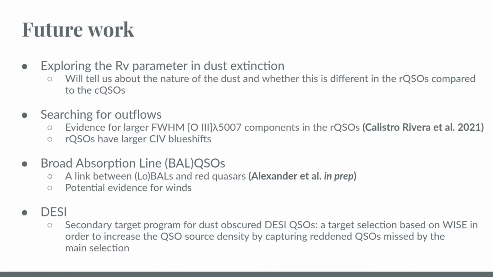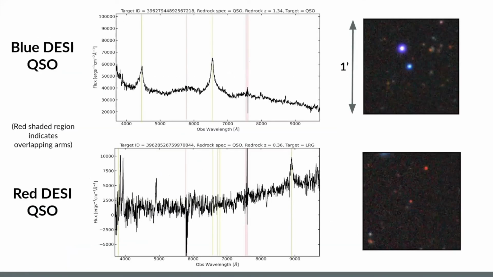And finally, in the last couple of minutes I have, I'll briefly mention that I'm part of DESI, the Dark Energy Spectroscopic Instrument. And I know there was a pre-recorded talk on this as well. Within DESI, I have a secondary target program that's targeting these dust-obscured quasars. The hope is to build a sample of DESI red quasars that would have been missed by the main selection. I'll show you a couple of examples from DESI because we've got really exciting data at the moment, and my program was implemented in February this year, so we've already got quite a good sample.